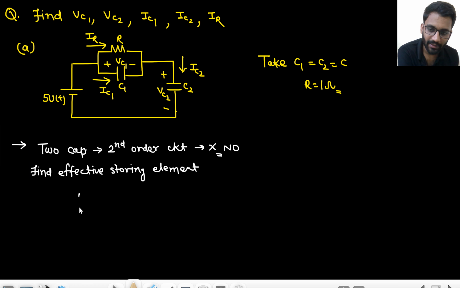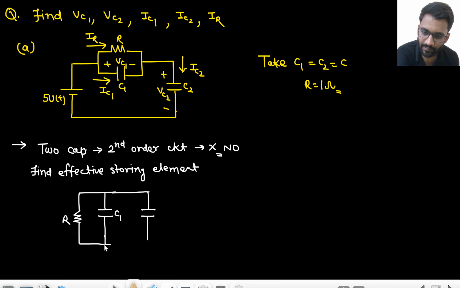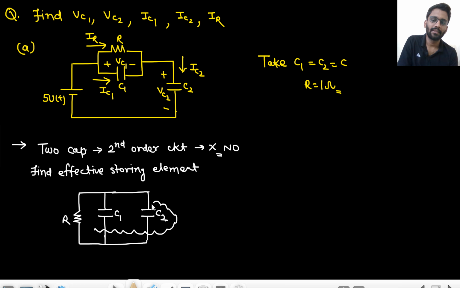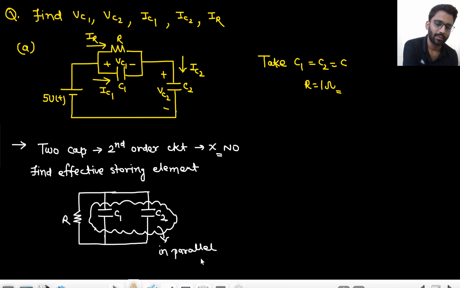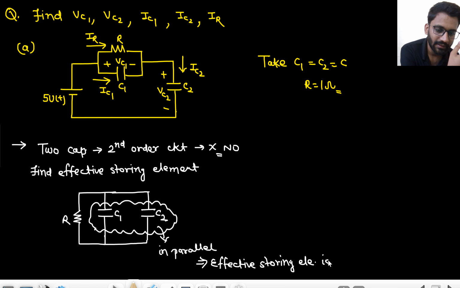Just short circuit the input. If I am short circuiting the input, what will happen? This R will come here. This R and C parallel combination, one end will go to ground, right? And the other end will be connected to C2. Now what do you see? These two come in parallel. So from here what do you see? Effective storing element is only one capacitor. That is C1 plus C2, because both are in parallel.